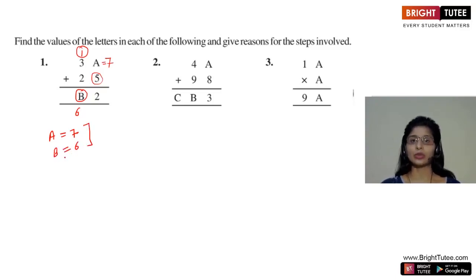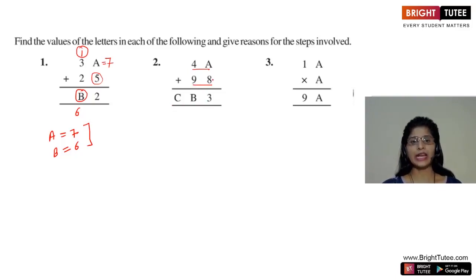Like this we need to think, apply the logic, and find the unknown digits A, B and C, whatever are given in the question. As you can see in the second question, what is given? A8 and 49, right? That means 4A and 98 are two-digit numbers and the answer is a 3-digit number CB3.